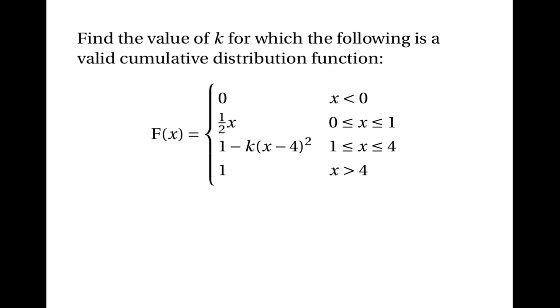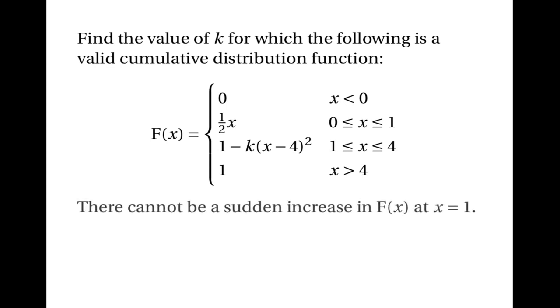Okay, well you can see that there's no jump at x equals 0, because a half of x is 0 if x is 0. And there's also no jump at x equals 4, because 1 minus k times the square of 4 minus 4 is just 1 minus k times 0, which is 1. But there's the possibility of a jump at x is equal to 1.